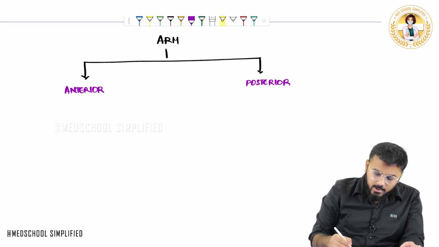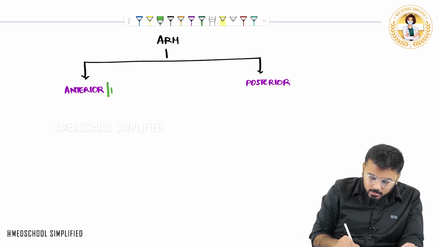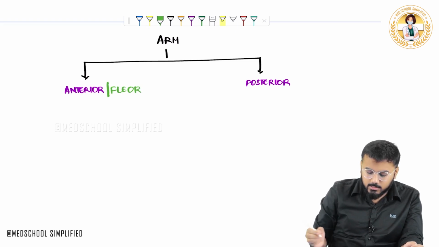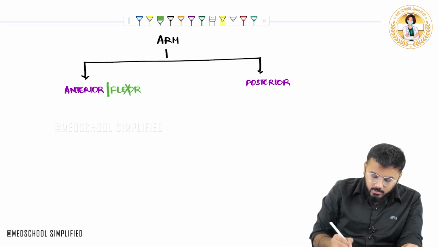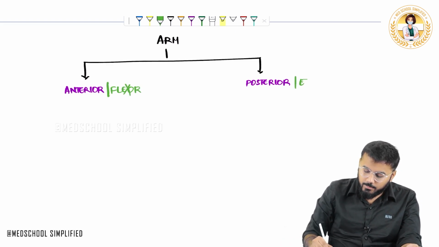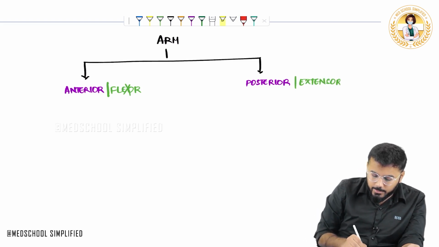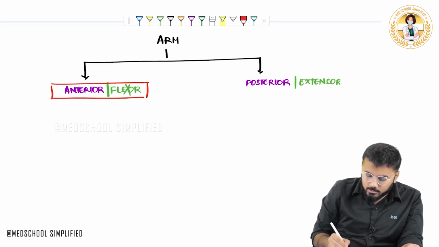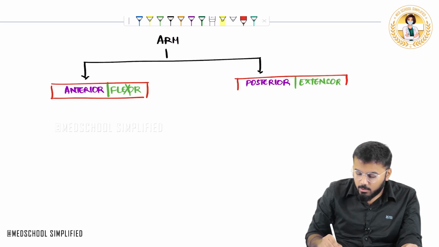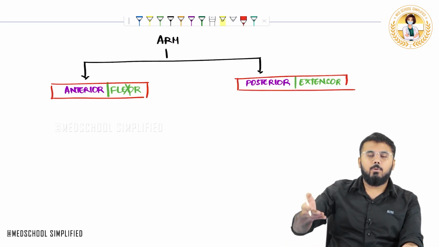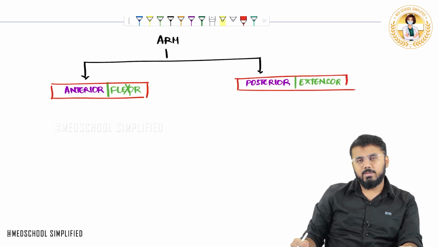In the same way, the anterior compartment is also called the flexor compartment. The posterior compartment is also called the extensor compartment. This is the basic rule which you have to remember. It applies everywhere in your body, but not in the lower limbs, because upper limbs are the opposite of lower limbs. I will tell you when I discuss those things.